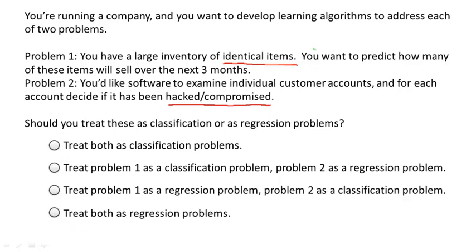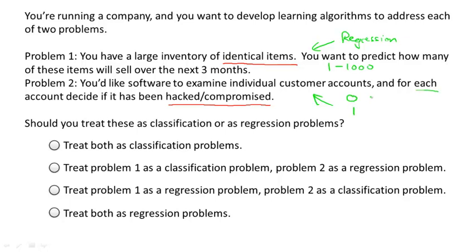So hopefully you got that the first problem, I would treat as a regression problem, because if we're trying to predict values from 1 to 1,000, the number of items to sell, it's easy to treat that as a real value output, or continuous value output. It's a regression problem.